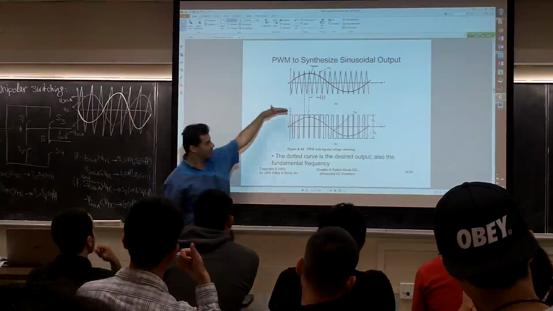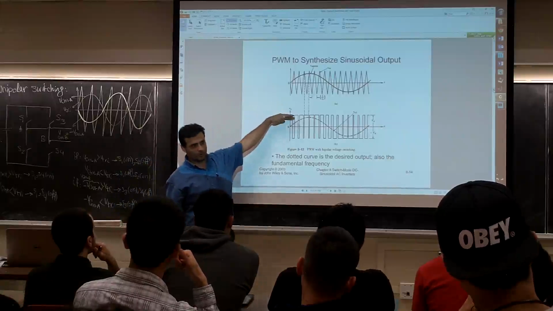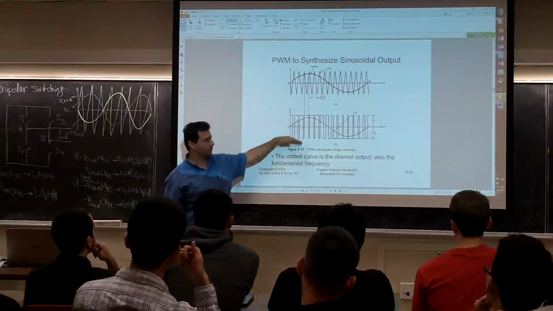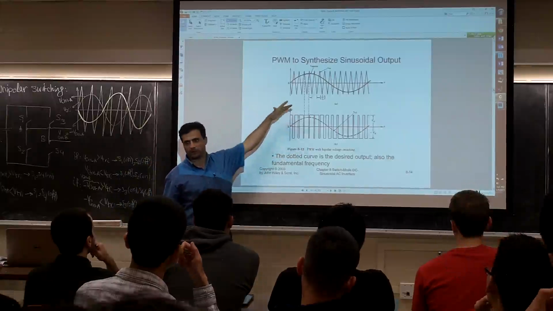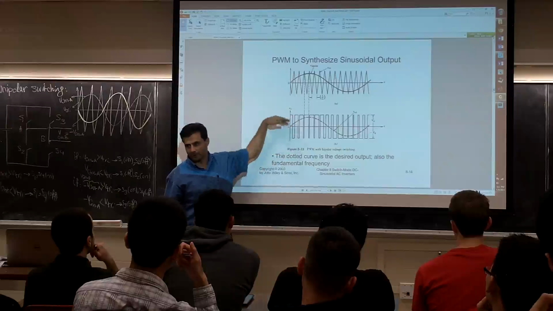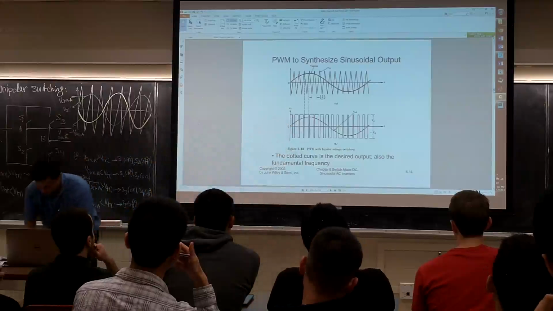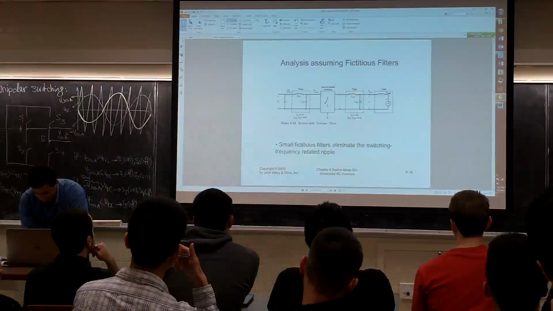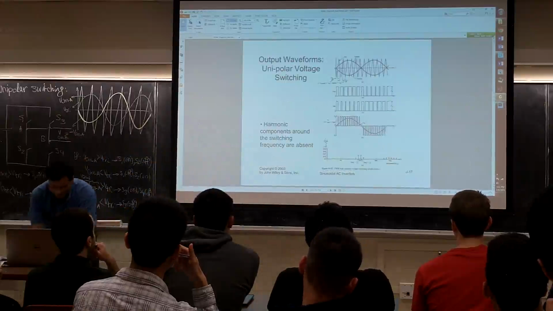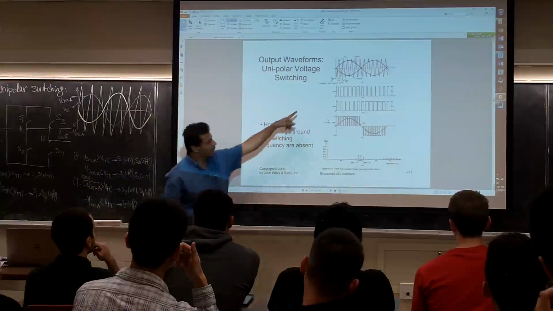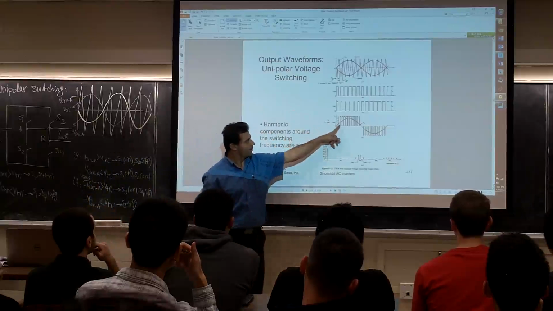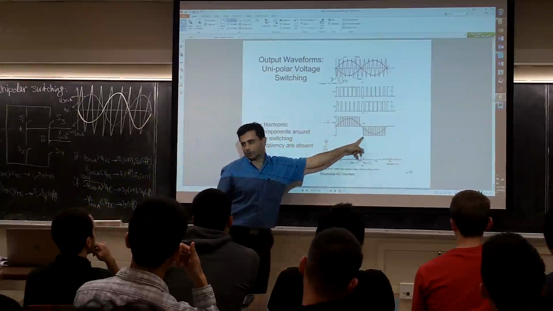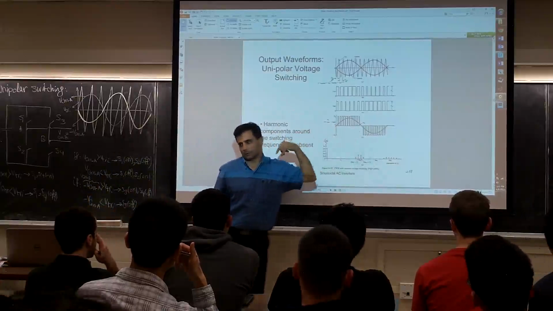What is here? Look at here, VO. VDC, minus VDC. Or 1, minus 1. Right? Let's forget VDC. It's 1, minus 1, right? Let's go to the other one. Another level is added. Here 1, 0, minus 1. We have a 0 level here also, right? This one is much better than the previous one.